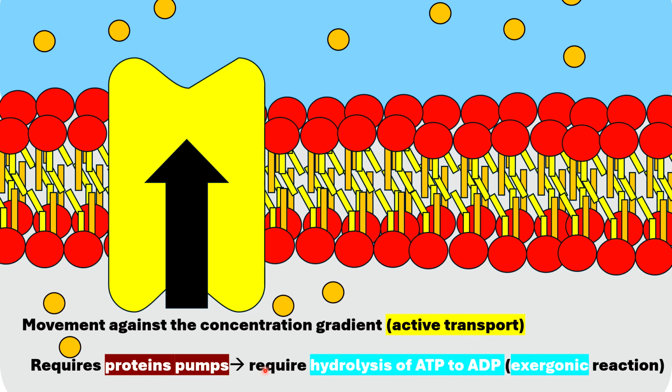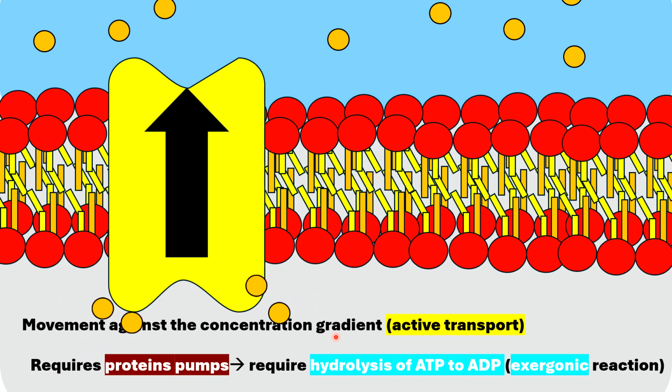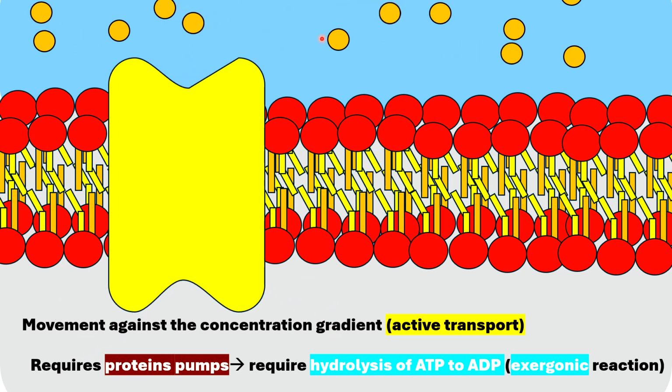Now it does require something called protein pumps, which need the hydrolysis of ATP to ADP. Basically, they need energy, okay? This exergonic reaction uses up energy. No, it releases energy, sorry. So we use this energy to move these molecules out of the cell.